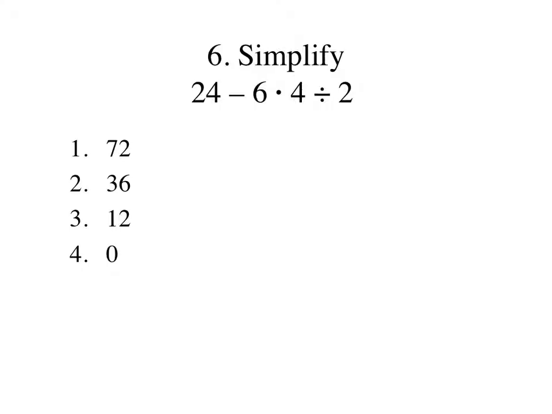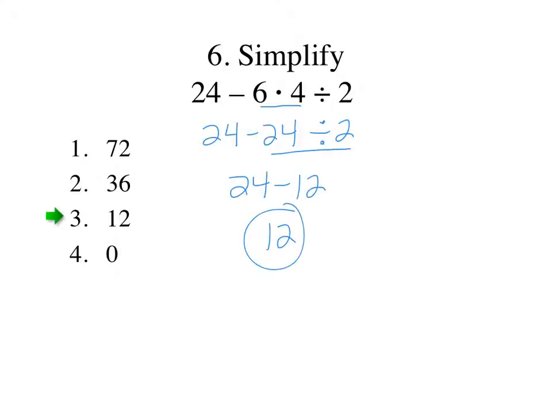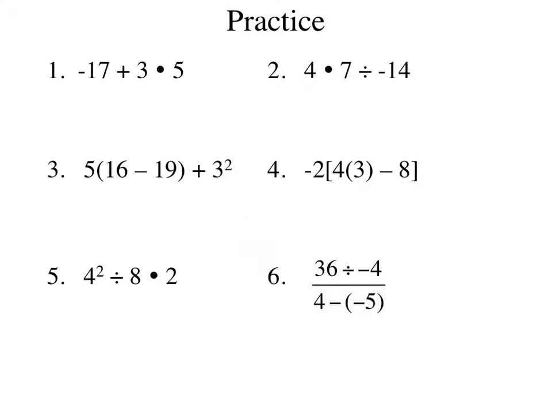And last multiple choice example, example 6. Again, if you want to pause and then double check, you can do that. And you should have gotten option 3, the answer of 12 for this. And from left to right, it was multiply first, and then divide, and then do your subtraction.